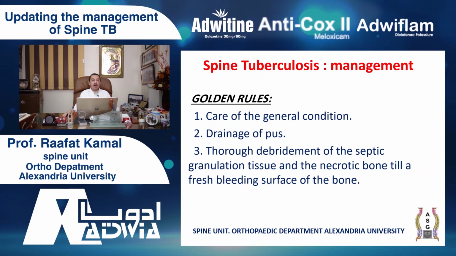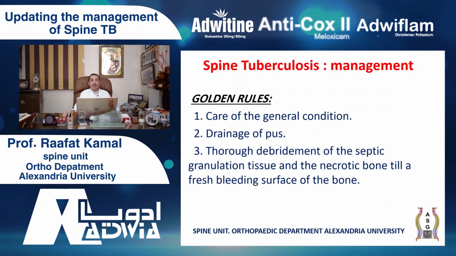First, care of the general condition. Always remember that this patient is immunocompromised, and by immunocompromised patient, we mean that this patient is very liable to develop post-operative complications, including wound infection or surgical site infection. So the immunity of the patient should be raised by fresh blood transfusion, by diet, by instructions to the patient, and the wound drained very well.